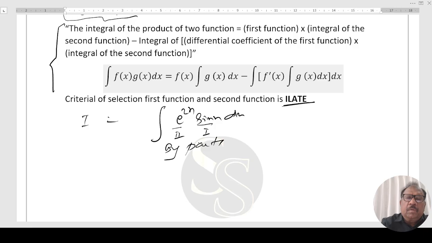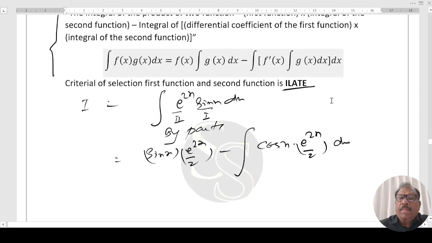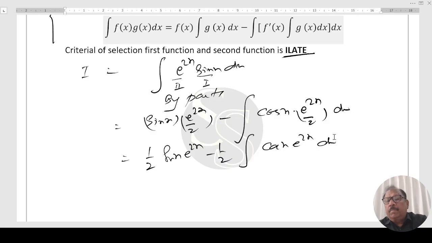By parts. First function into integration of second function minus differentiation of first function into integration of second function. This comes out to same. Right? This comes out to 1 by 2 sin x e की power 2x minus 1 by 2 cos of x e की power 2x dx.